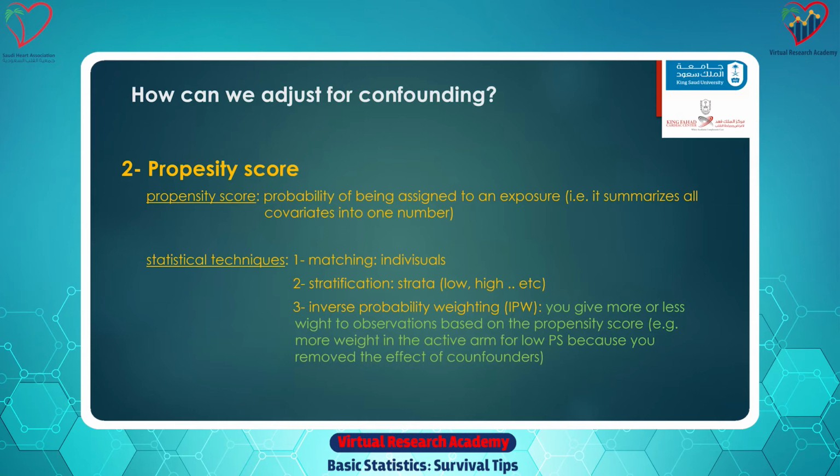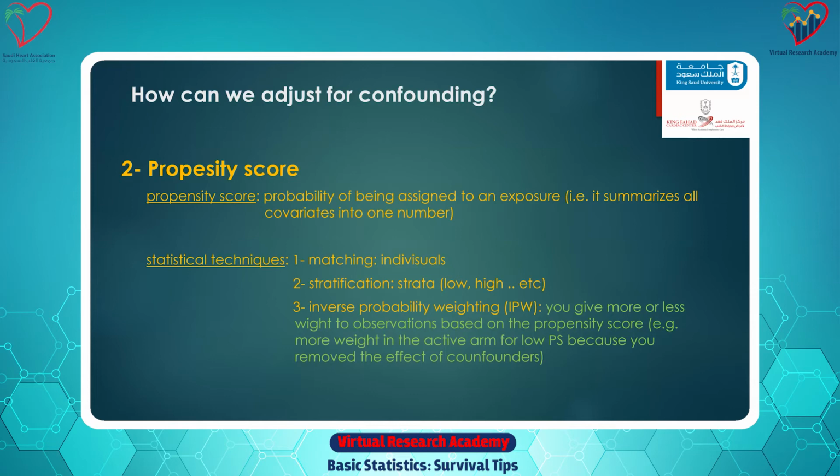Then how do we use this score to adjust? There are different techniques. One is matching. So we can match individuals with the same score. Or we can do a stratification where you stratify the whole cohort into a low score, and then you compare them on or off digoxin, for example, or high and so on. And there is the third one, which is called inverse probability weighting. And the name might sound complicated, but it's actually a very neat and interesting idea.